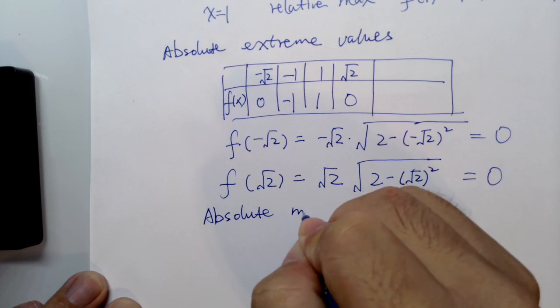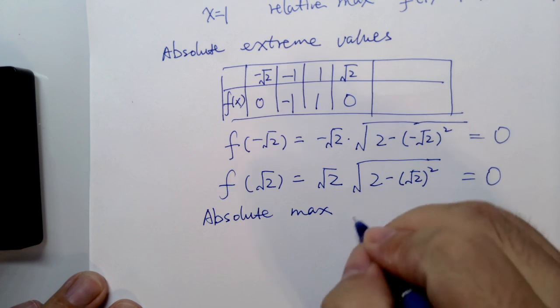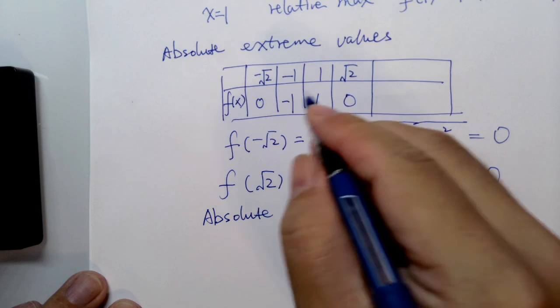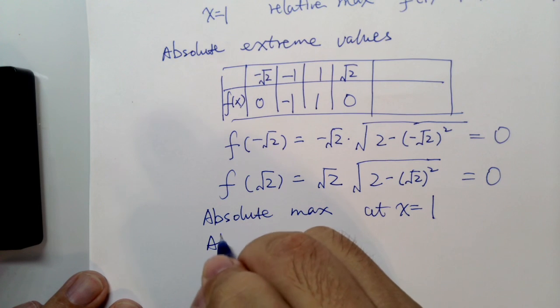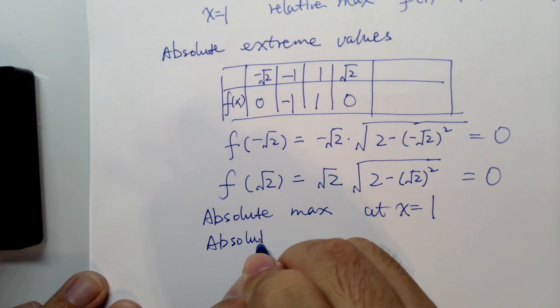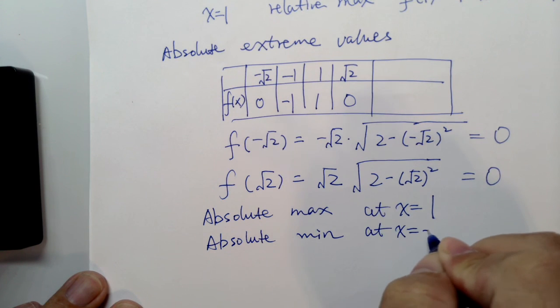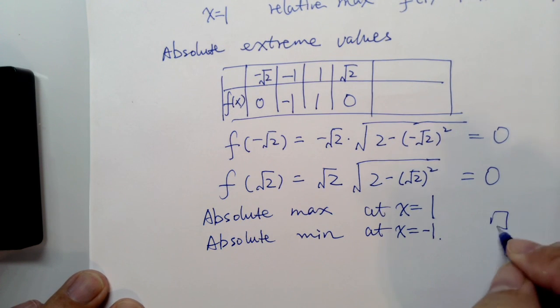So you can see that for the absolute extreme values, the absolute max happens at x equals 1, and the absolute min happens at x equals negative 1. And then we finish the problem.